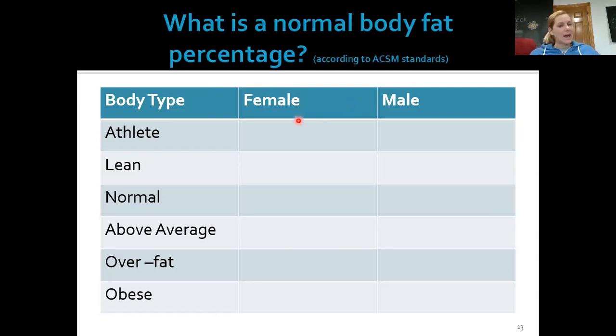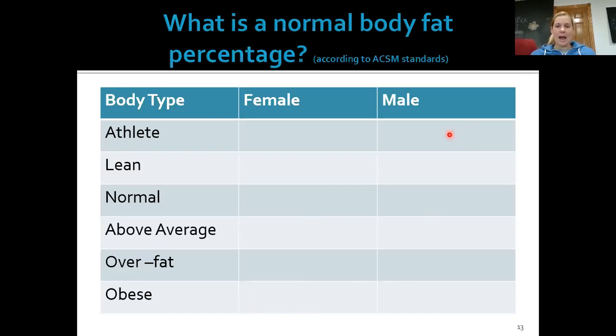So female athletes, we want to be less than 17%. Lean females, 17 to 22%. Average or normal is 22 to 25%. Above average, 25 to 29, over fat, 29 to 35, and then obese is over 35% for body fat percentage. Okay. Let's take a look at the males.